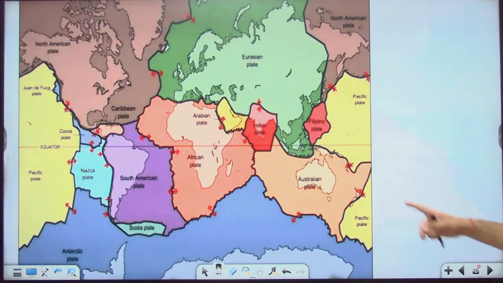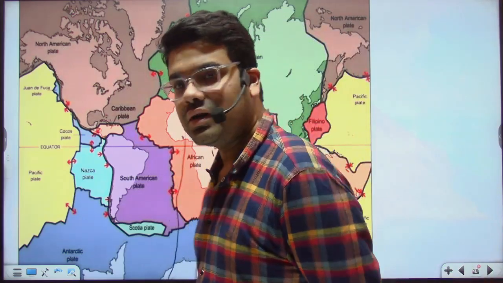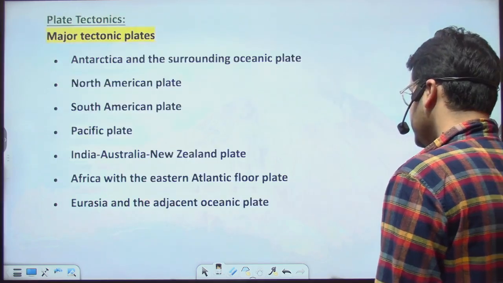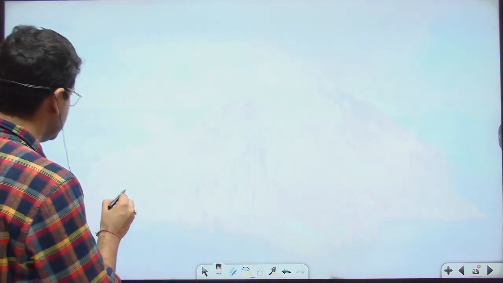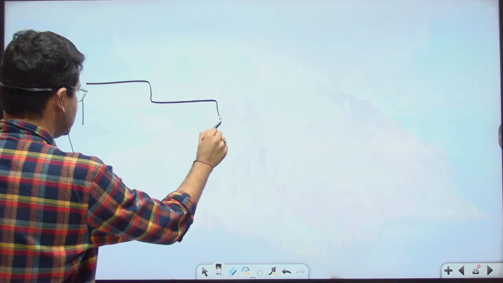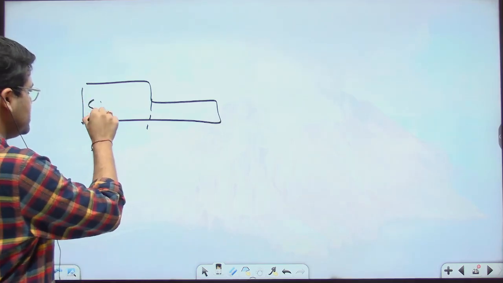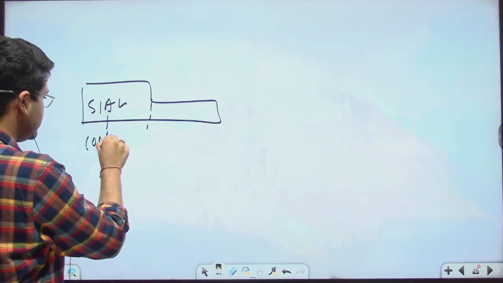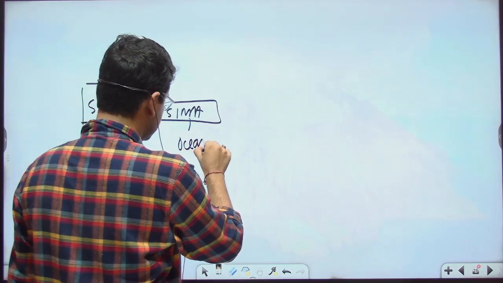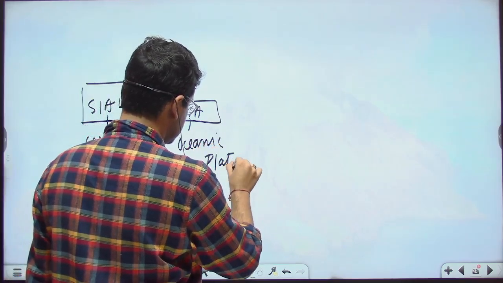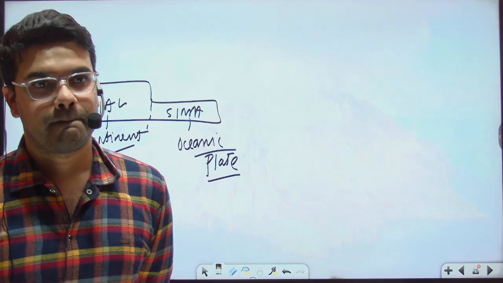Okay, this is what we call plate tectonic theory. Now, what assumptions did he make? The first assumption that plate tectonic theory made is that Sial and Sima are adjoined with each other. This is Sial, that is the continental plate, and this is Sima, that is the oceanic plate. Continental and oceanic plate, Sial and Sima.